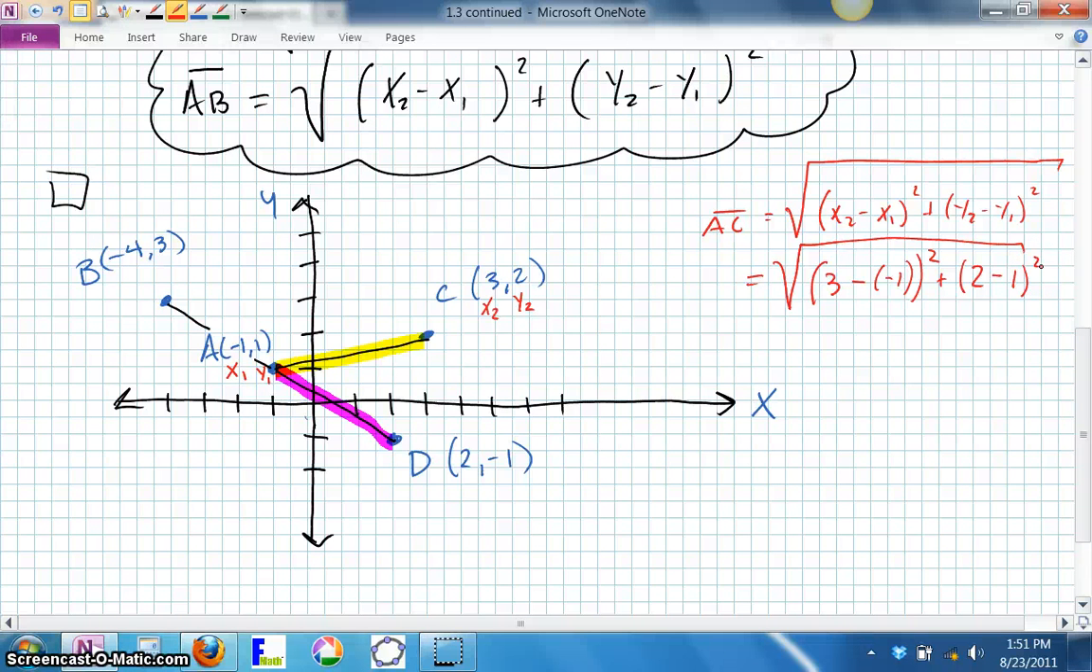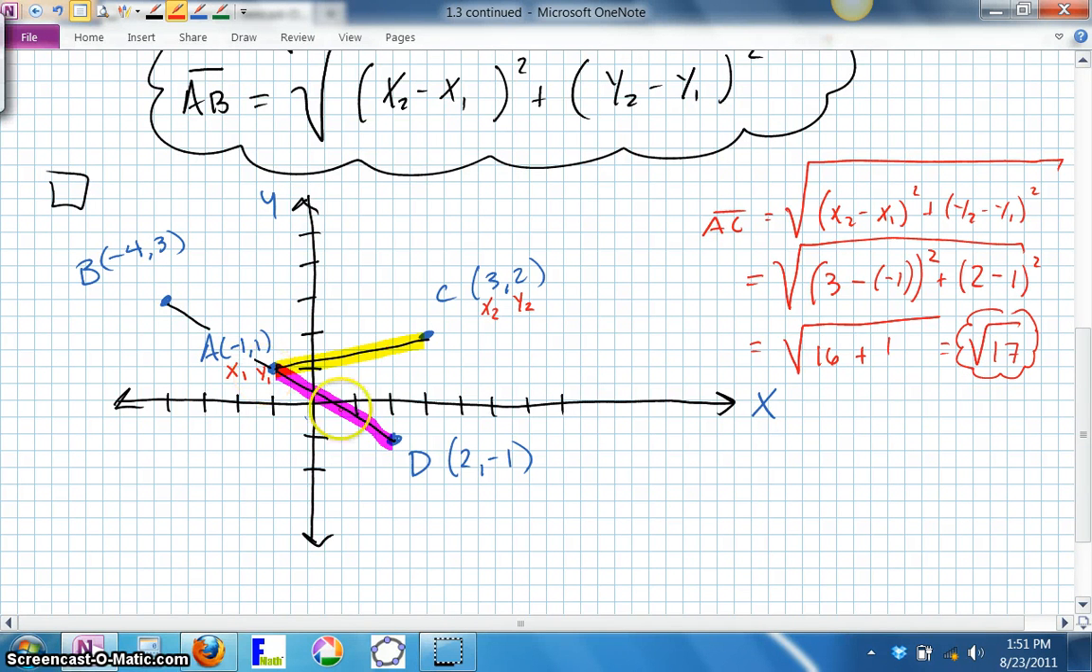Okay? So now, let's be careful here. What is 3 minus a negative 1? 4. And 4 squared is how much? 16. So I have the square root of 16. And then I add to that, what's 2 minus 1? What's 1 squared? 1, so I get an answer of what? Square root of 17, and I can leave it like that. Okay, so that's how far it is from A to C on the coordinate plane. It's the square root of 17 units, and we can leave it just like that.